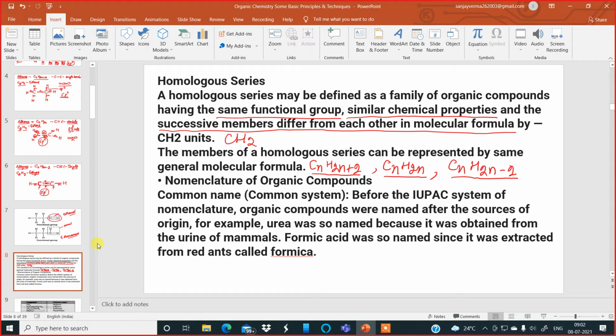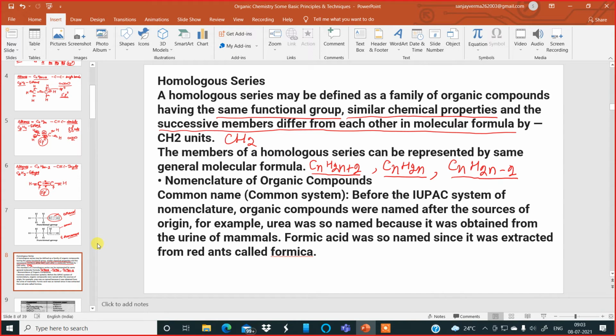So the members of a homologous series can be represented by the same general formula or general molecular formula. Now let us move ahead further to the nomenclature of organic compounds. For the nomenclature of organic compounds, please remember there is a common naming system. Before the IUPAC system of nomenclature, organic compounds were named after the source from which they were obtained.